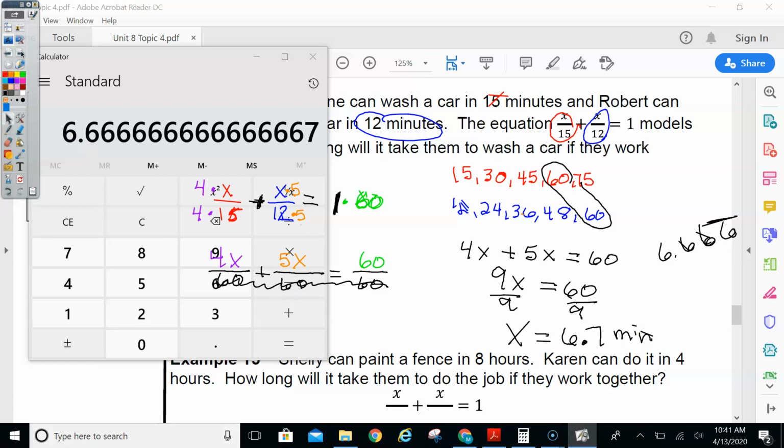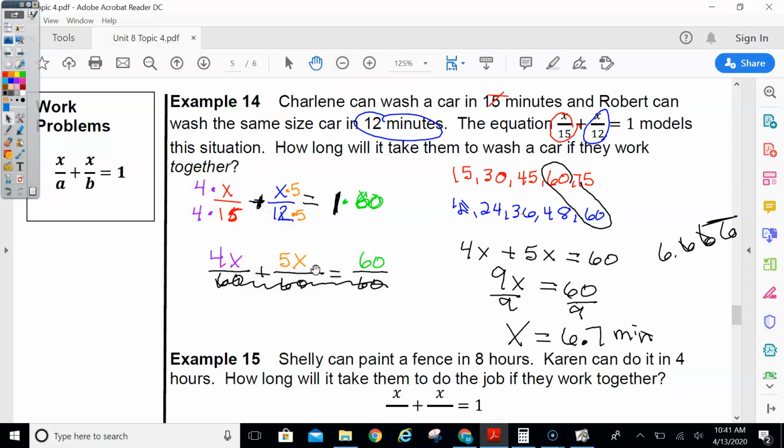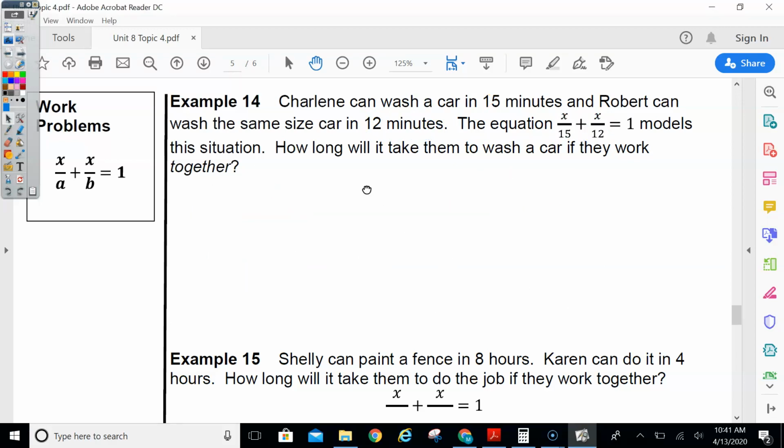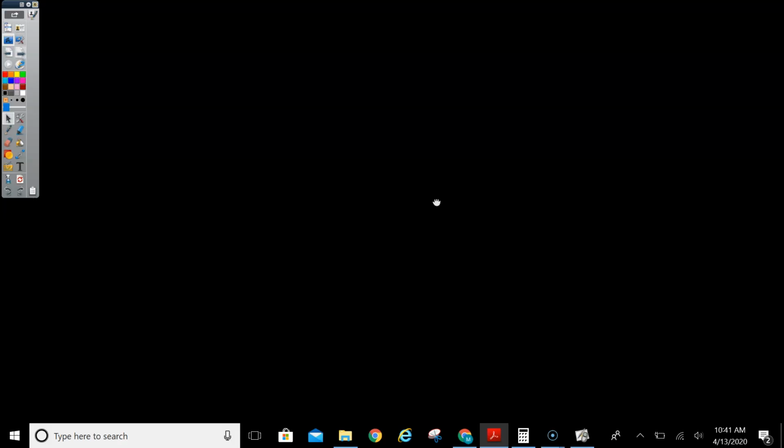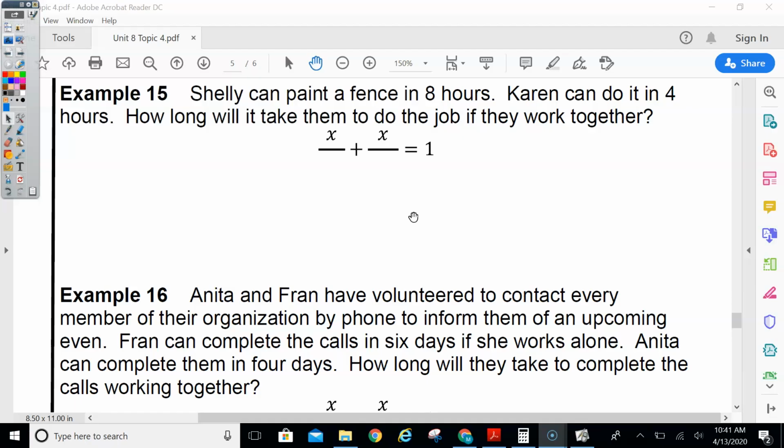You're going to set them up using the 2 numbers that they give you, the times, and then you're going to add them, sometimes subtract. Okay, so if we look at 15, same idea here. It says Shelly can paint a fence in 8 hours and Karen can do it in 4 hours. How long does it take them if they work together?